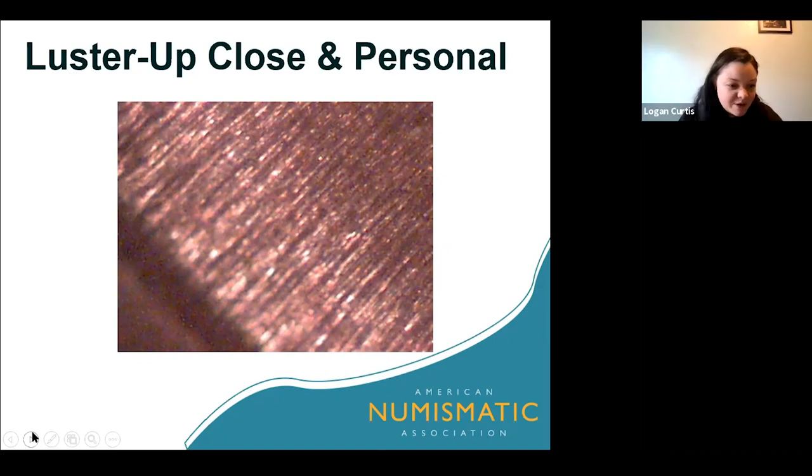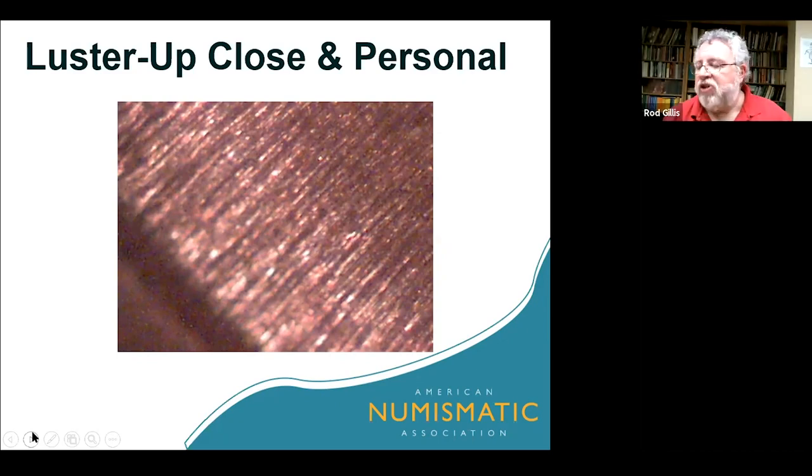Okay, let me open it back up. Still wondering about luster on AU coins. According to the ANA standards, an AU coin needs to have a certain percentage of its luster, but I've seen graded AU coins with very little luster. Is this on account of market grading? Okay, so let's attack that question.